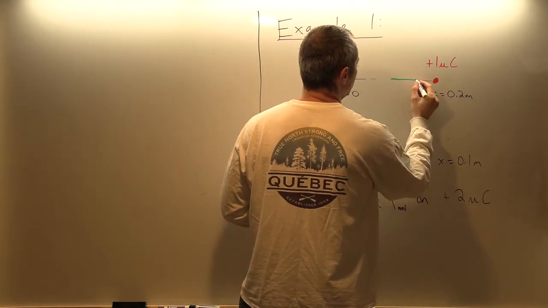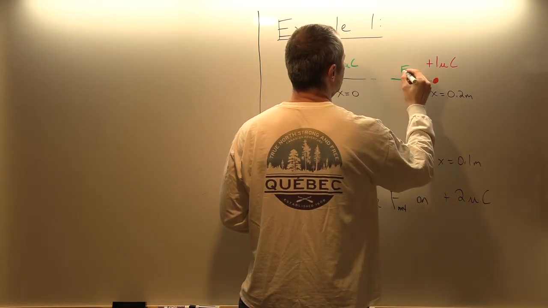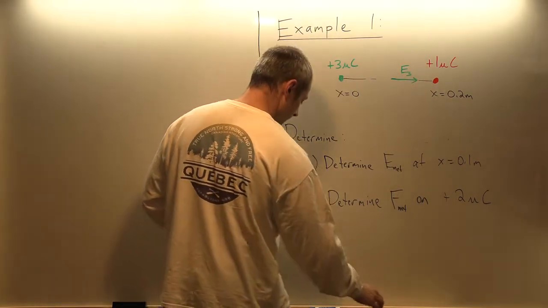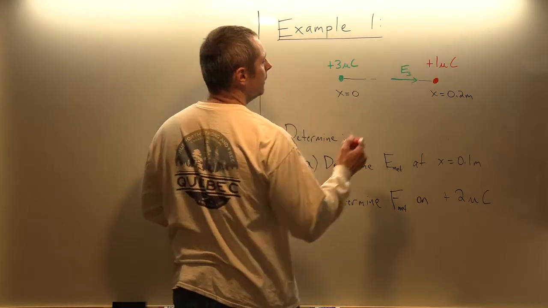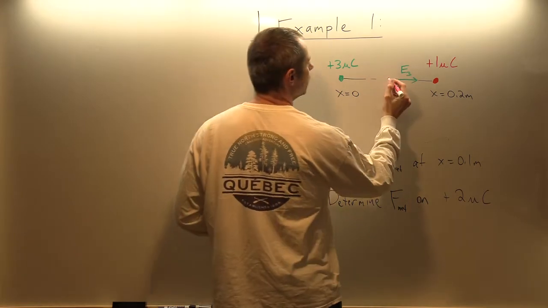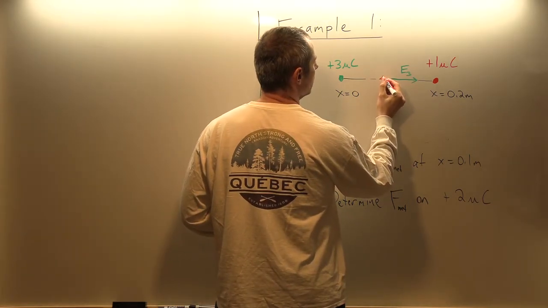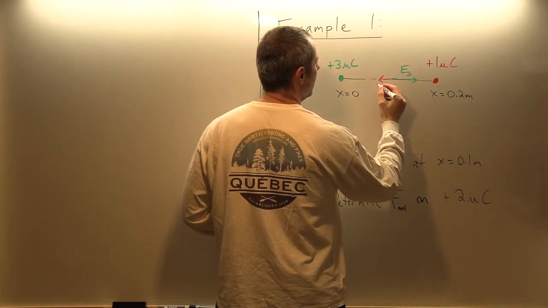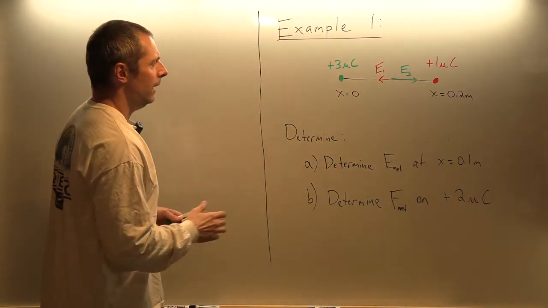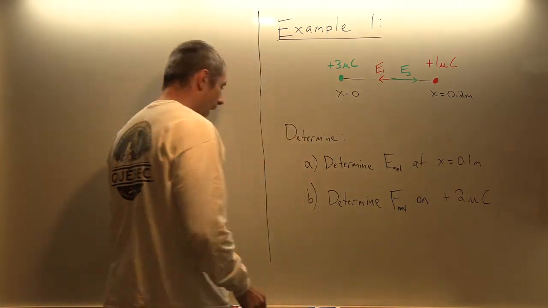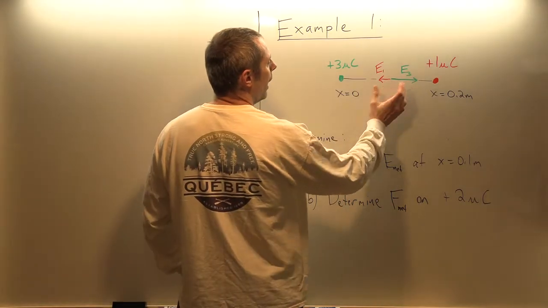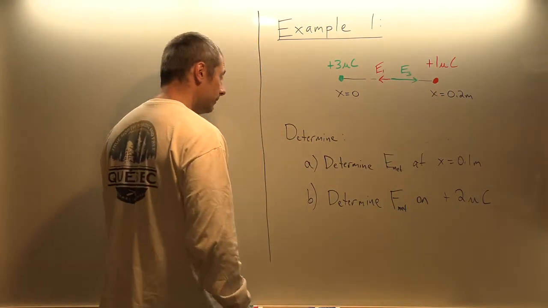And it has a certain magnitude which we have to calculate. So this I'll call E3 because it comes from the 3 microcoulomb charge. On the other hand, the 1 microcoulomb being positive also creates an electric field pointing away from it. So that's going to point this way. And I will call that E1, because again, it comes from the 1 microcoulomb charge. I need to find the lengths of those two arrows, and then you can see that I'm going to subtract them because they're in opposite directions.